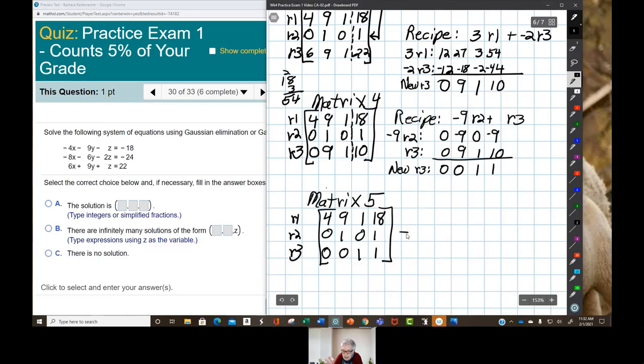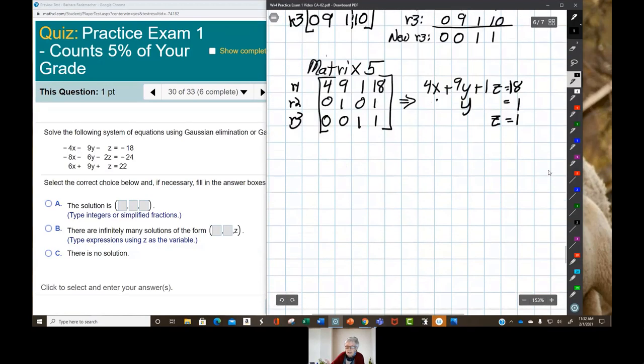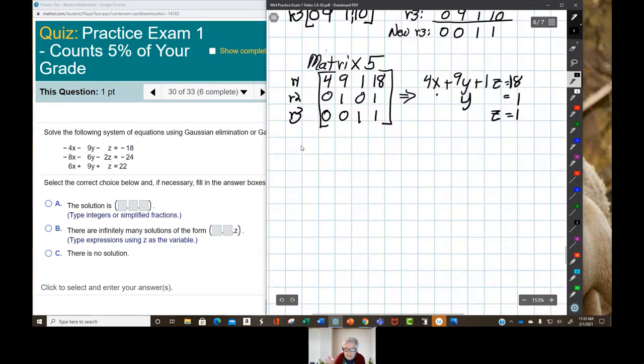So now what does this give us? This gives us 4x plus 9y plus 1z equals 18. And y equals 1. And z equals 1. So we're going to have row 1. It's all we really need to look at.